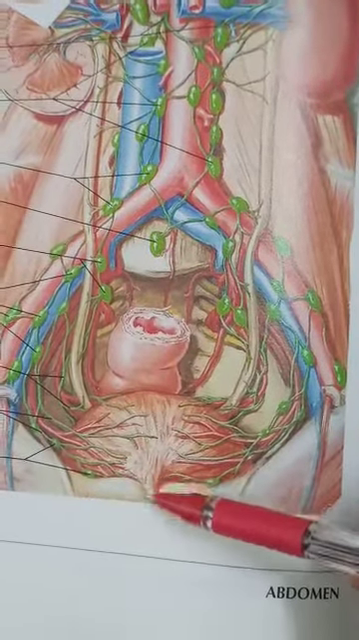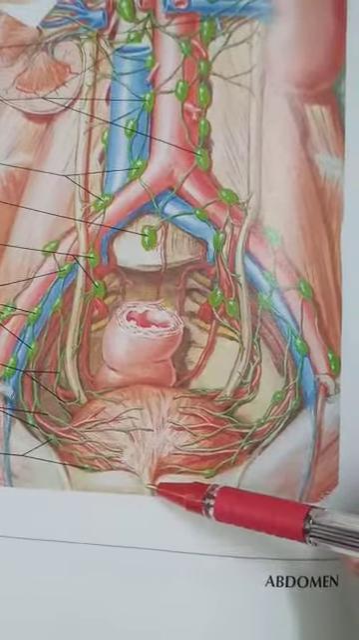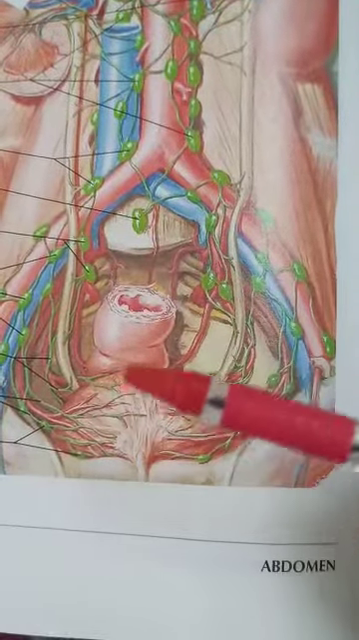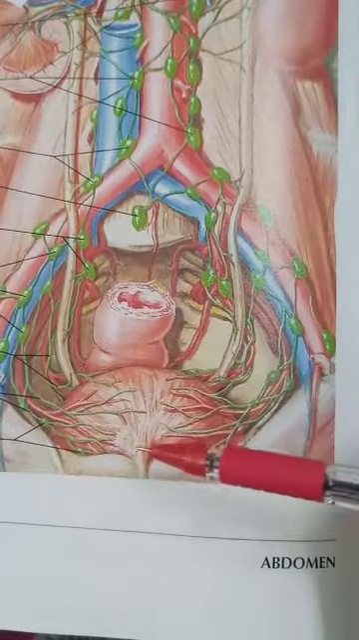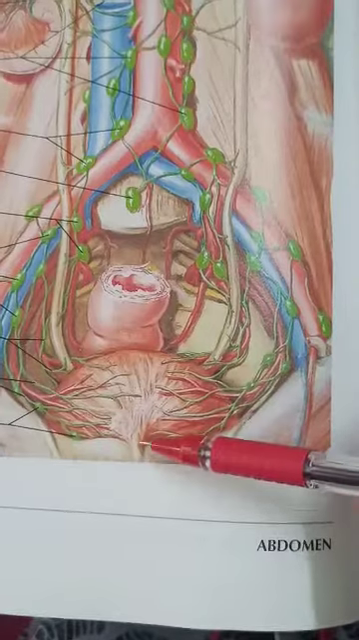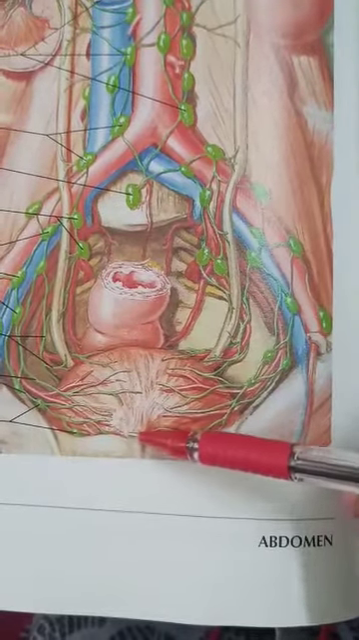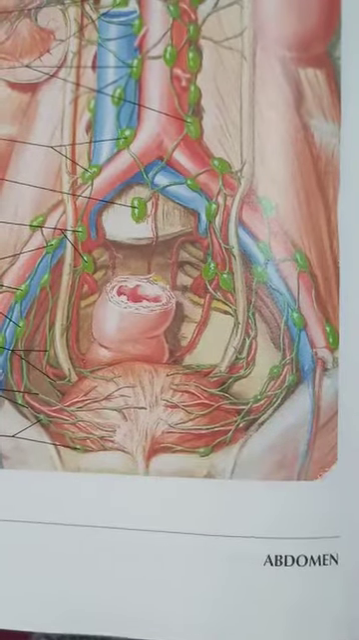We can see a pointed portion. This is known as the apex. This apex is connected to the umbilicus by a ligament that is known as the median umbilical ligament. This is the end of the median umbilical ligament.